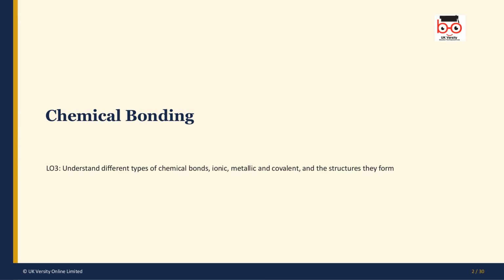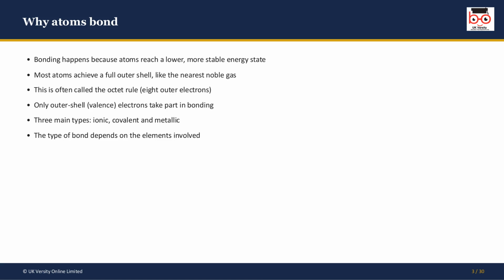In this outcome, we explore why atoms bond together at all, and the three great families of chemical bond: ionic, metallic, and covalent, along with the structures each one builds. Let's get started. So why do atoms bond in the first place? Fundamentally, because bonding lets them reach a lower, more stable energy state.